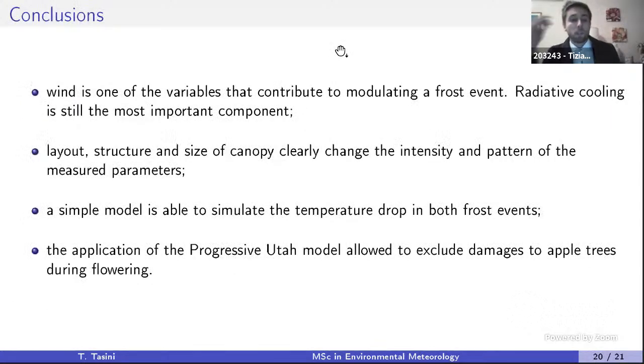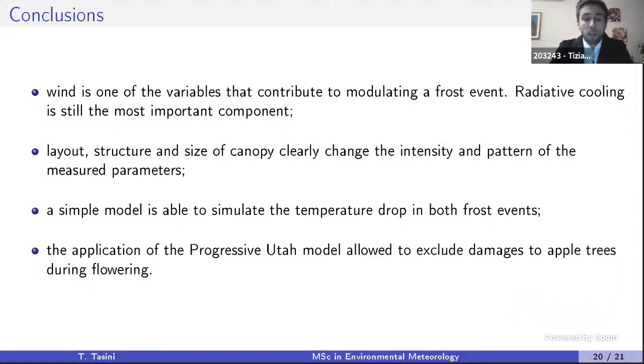So the wind is one of the variables that contribute to modulating a frost event. In February, the north wind enhanced the cooling, while in March, the Ora del Garda wind weakened the cooling. But the radiative cooling is still the most important component. Looking at the apple orchard inside the canopy, the layout, the structure and the size of the canopy can change the intensity and the pattern of the parameters.